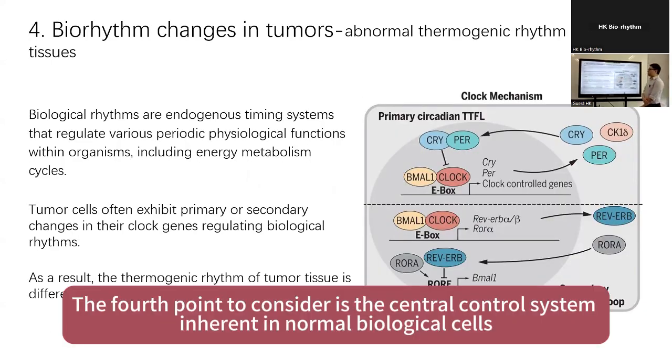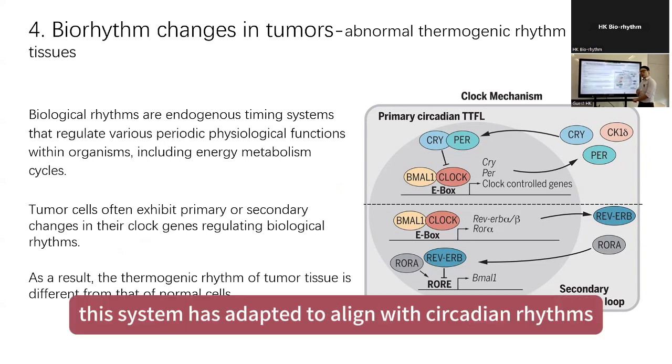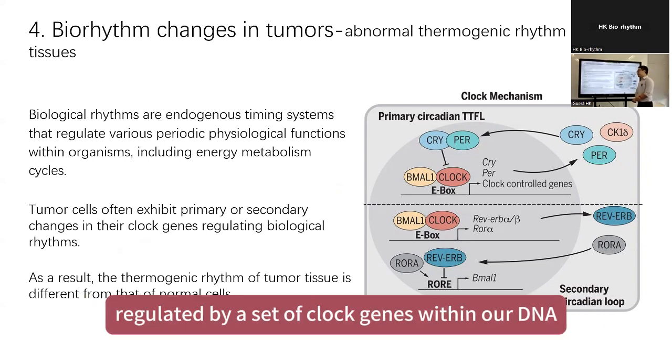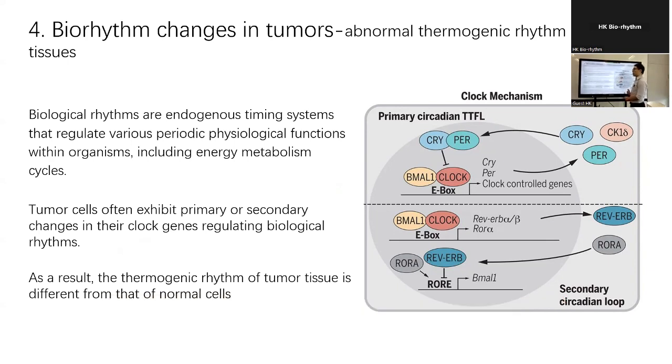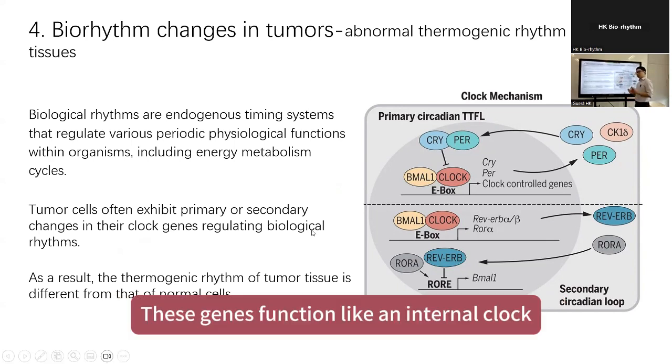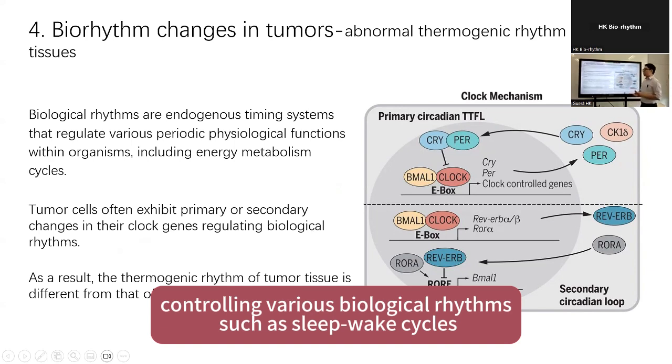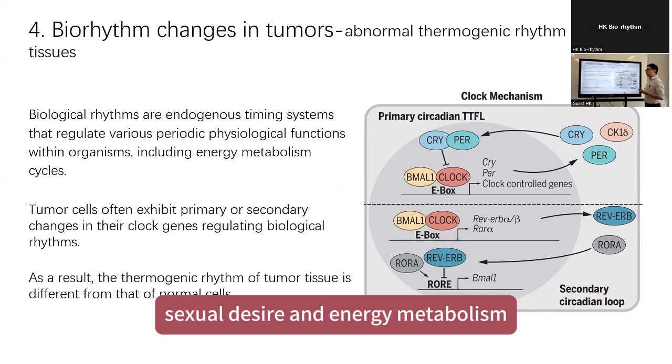The fourth point to consider is the central control system inherent in normal biological cells. Evolutionarily, this system has adapted to align with circadian rhythms, regulated by a set of clock genes within our DNA. These genes function like an internal clock, controlling various biological rhythms such as sleep-wake cycles, sexual desire, and energy metabolism.